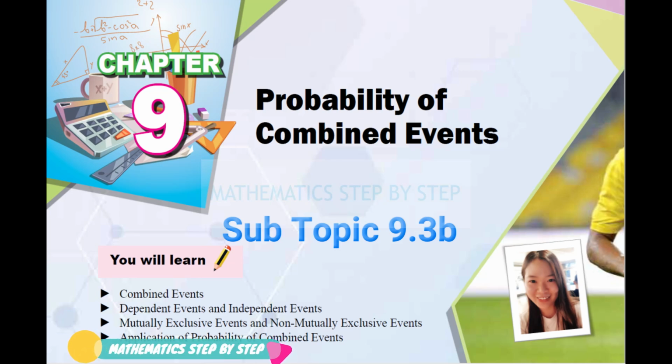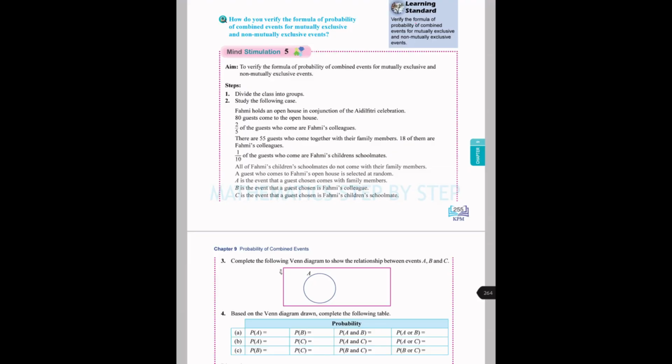I am Ying. So today we'll learn to verify the formula of probability of combined events for mutually exclusive and non-mutually exclusive events, okay? So first of all, let's go through this mind stimulation 5 together. So you can have this discussion with your friends also. So the case is as follows.